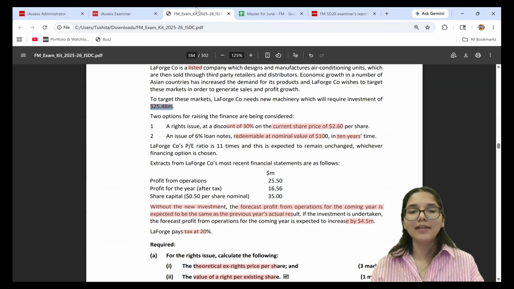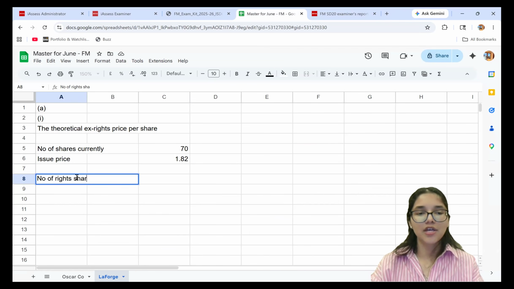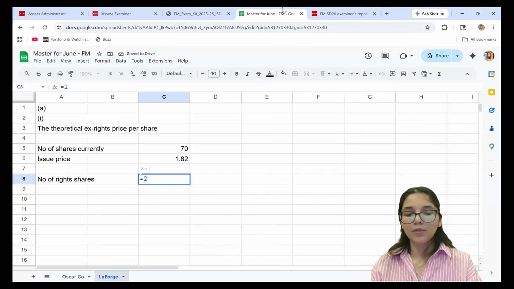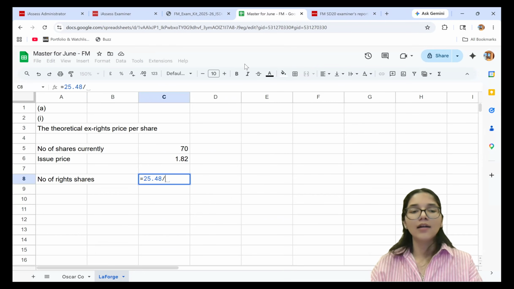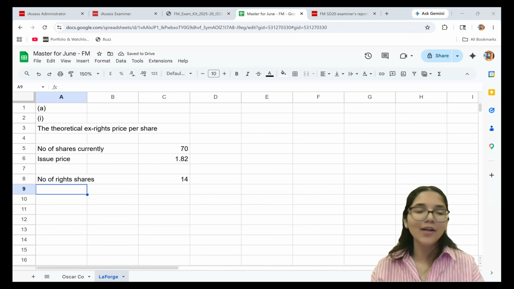Yes, I will simply divide. So 25.48 is my requirement. The number of rights shares will be the total amount of money which I need, that is 25.48, divided by the price of one share. That tells me that I need to issue 14 million new shares. Do you all follow till here? Any queries in any of the steps that we've done so far?